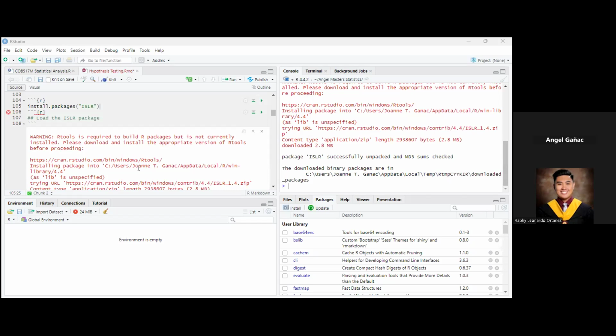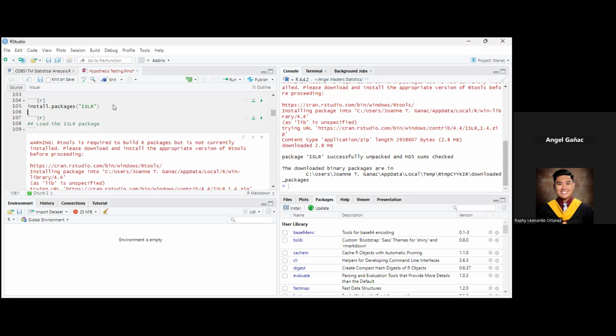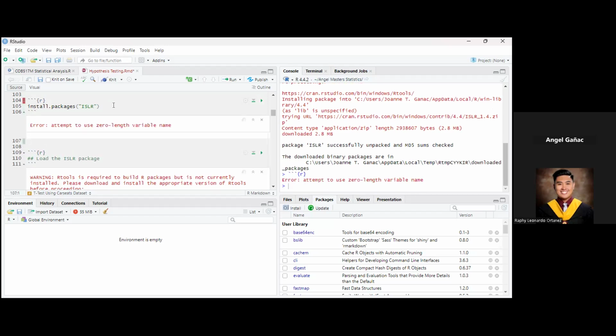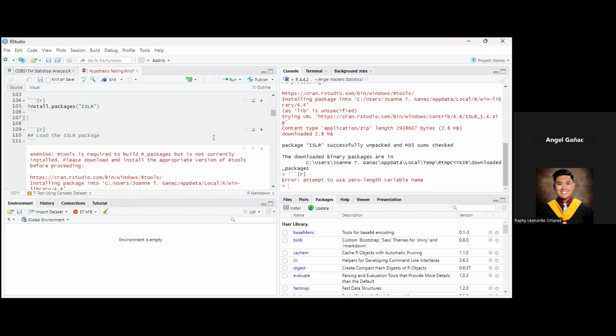Okay, so put a space, please, there at line 106. Then type the three tick marks, please. Backticks, the one on top of the tab key. Okay, press Enter so there's still a space. Space only. Sige. Then, install packages.